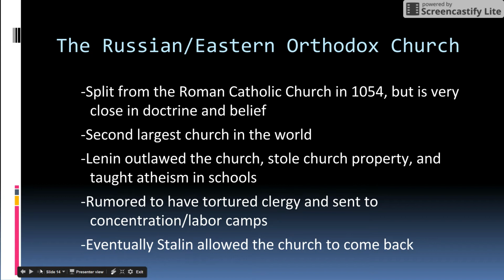And Stalin was rumored to have tortured clergy and sent them to concentration and labor camps. But eventually, towards the end of Stalin's reign, he allowed the church to come back because it made him look good. So that is the end of the notes.